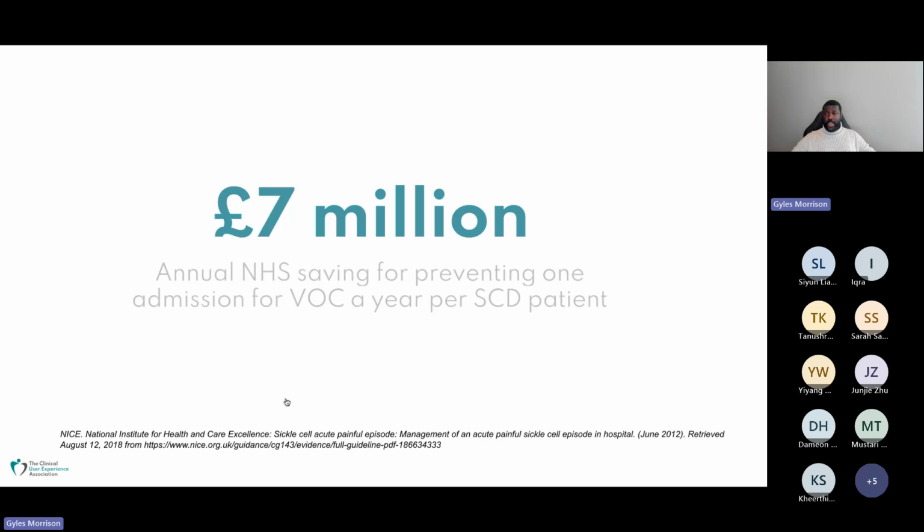Now, if we could reduce admissions by one on average per year for each sickle cell patient who regularly goes in with pain crises, it could save the NHS about £7 million. That's about a third or so of what has already been spent per year, just by reducing one admission per year, which is a lot of money to save.